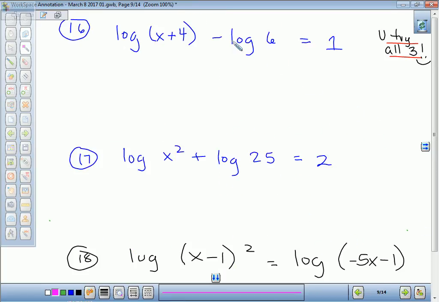Okay. So I want you to try these three. Some have logs on one side. Some have logs on both sides.